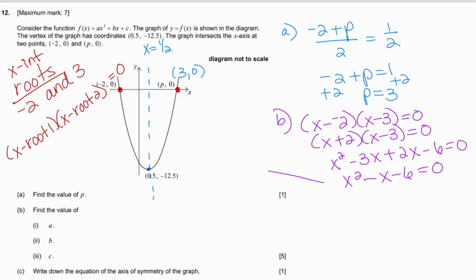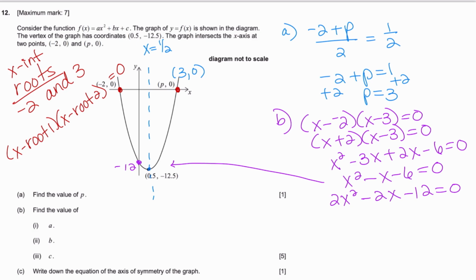So I kind of have a hunch that my y-intercept is going to be at -12. I do want to test that theory out. I will multiply everything by 2. So I get 2x squared minus 2x minus 12 is equal to 0.